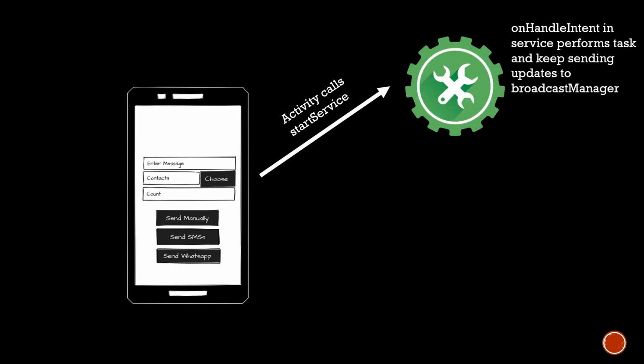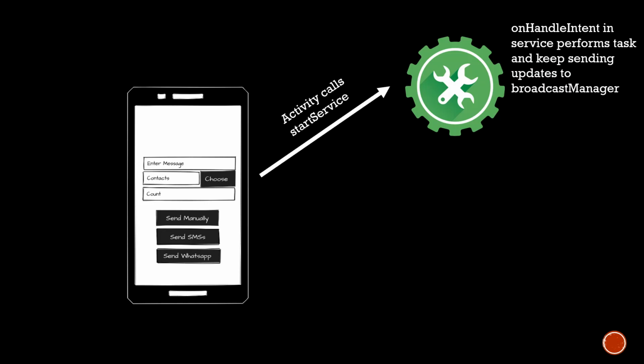So let's see the structure of the services. When we click on the send SMS button in our app, it will send all details, including a list of numbers and the SMS, to the service using the startService method. This method simply starts the desired service. Then there is a method called onHandleIntent, which will handle all further processing of the task.